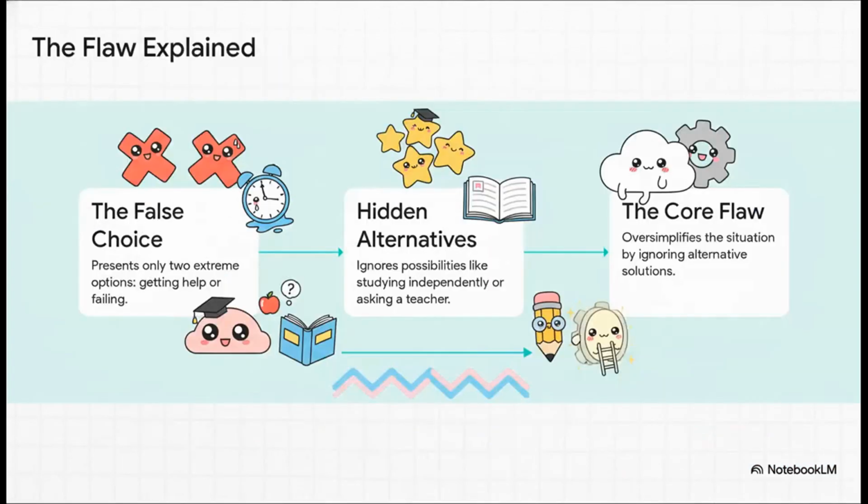So first, you've got the false choice. Either I get help from you or I fail. But this totally ignores all the hidden alternatives, right? Like studying on your own or maybe asking the teacher for help. And this is the main flaw. The argument makes a complex situation seem much simpler than it really is to try and force a specific outcome.